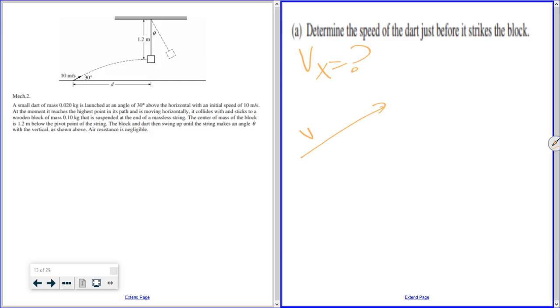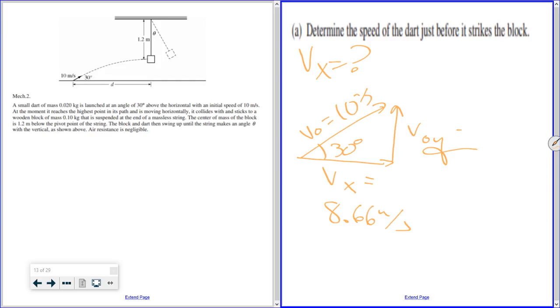So here's the deal. The dart is launched with an initial velocity of 10 meters a second at an angle of 30 degrees. So there's a horizontal velocity and an initial vertical velocity. Use a little bit of trigonometry, figure these out. The Vx turns out to be 8.66 meters a second. The Vy is 5 meters a second. Any problems with that? So that's part A. All right.